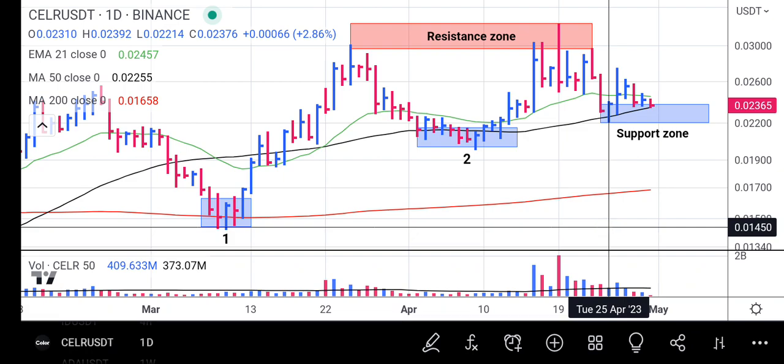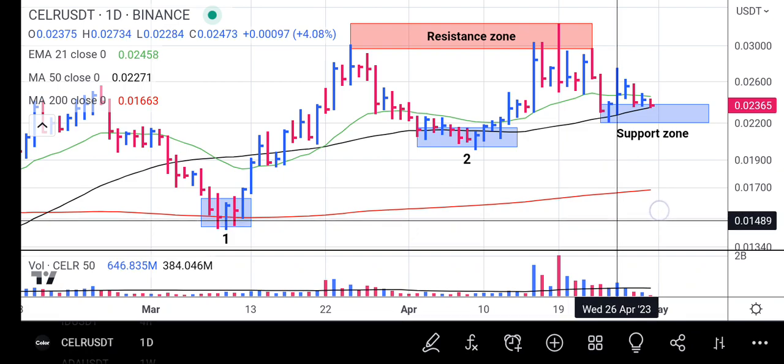Then a new bar came up. That's the most outstanding bar among all. That's an outside bar. It has a high volume. It closed on the 21-day exponential moving average. Ever since then, Celer Network has been having inside bars for the next 4 sections. The next 4 sections show inside bars and it has been finding support around that particular area.